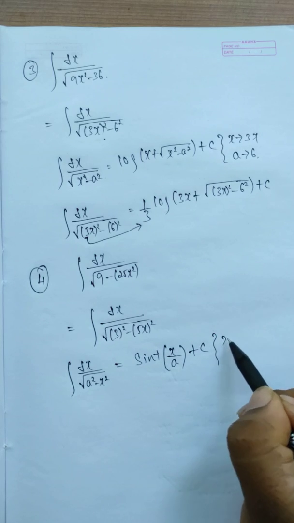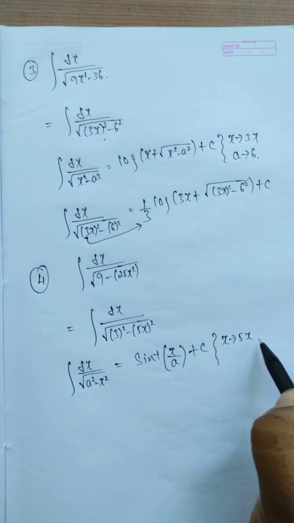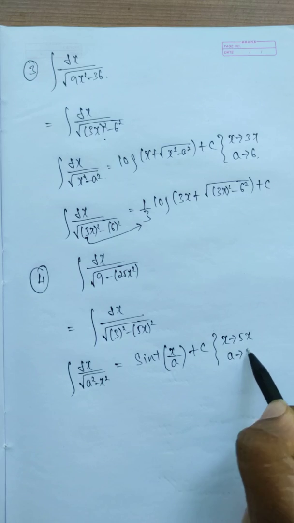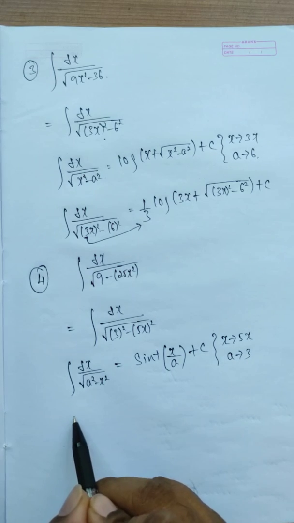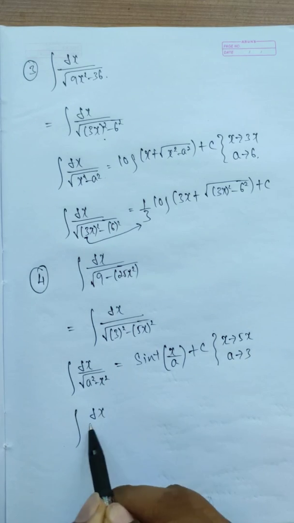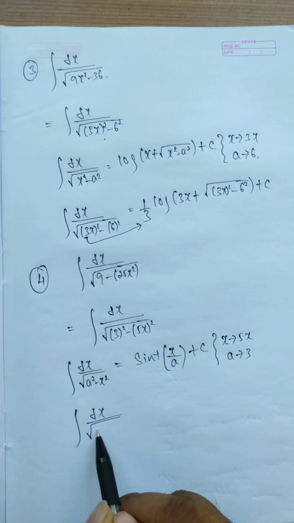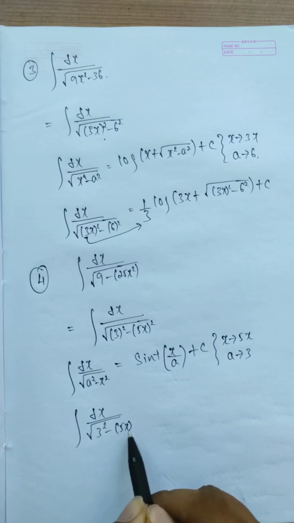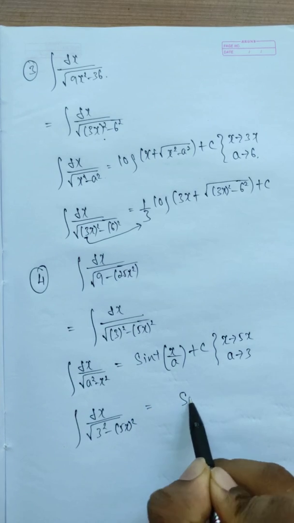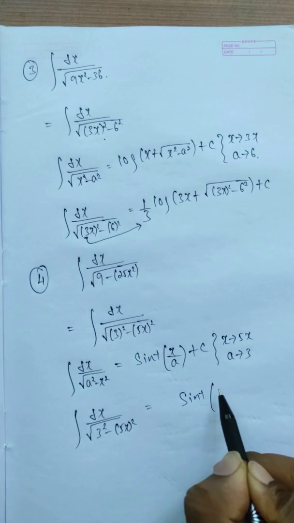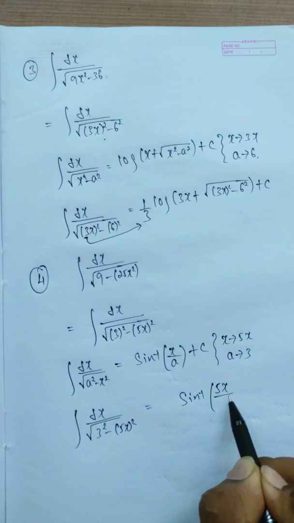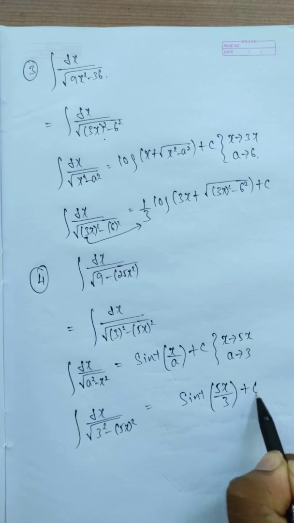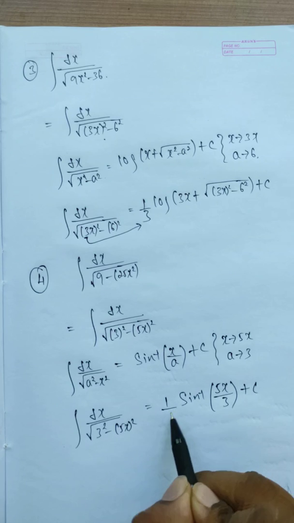On comparing, what is x? x is replaced as 5x. What about a? a is replaced as 3. Means integration of dx by root of 3 square minus 5x whole square is equal to sin inverse, x is replaced as 5x, a is replaced as 3, plus c, and here I am writing 1 by 5.